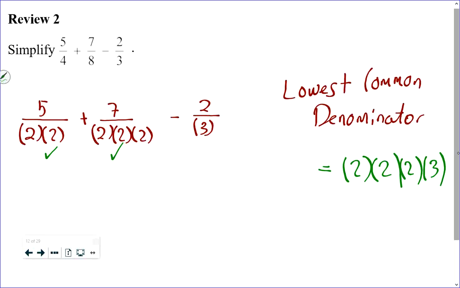So what we would do now in our next step, once we've found it, is we would say to ourselves, I need to multiply the top and the bottom of this expression by something to make it over 24. It's over 4 right now, so I need to multiply top and bottom by 6. I need to multiply top and bottom of this expression by 3 because I want to get 24 on the bottom, and there's already an 8 on the bottom, and I need to multiply top and bottom of this by 8. And I realize this is really elementary.